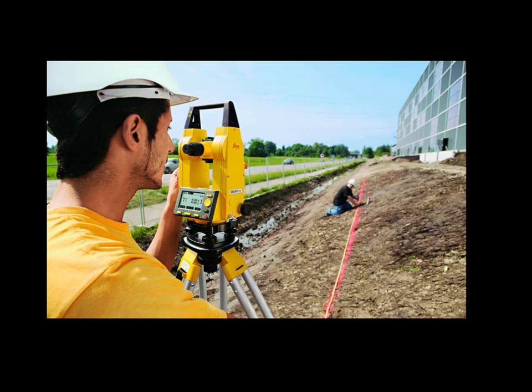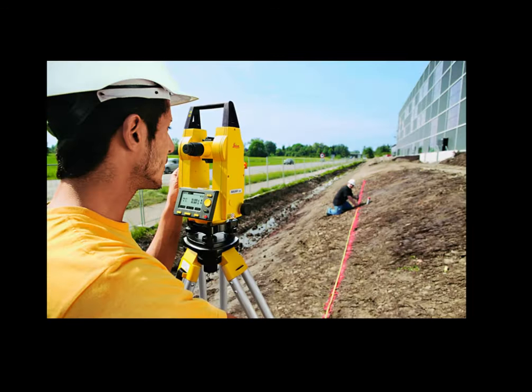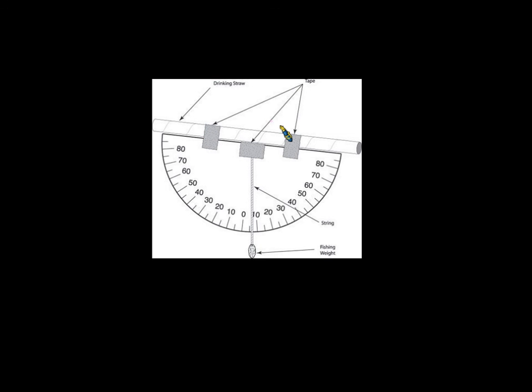So what about yourself? What if you don't have a sextant or a theodolite and you want to know, you're out there with your kite, you're a young Ben Franklin, and you want to figure out that angle? Well, you could make your own device, and this guy has another fancy name. It's called a clinometer, and you just use a protractor and a string and a straw, and heck, we might even do this in class ourselves.